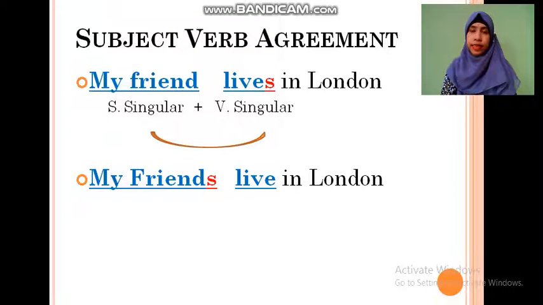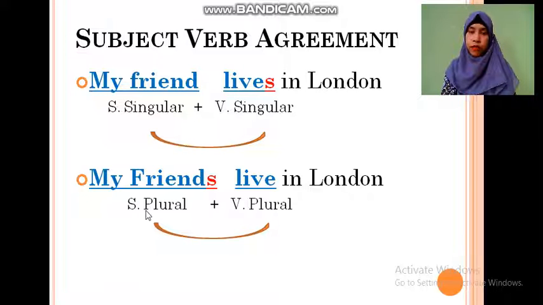Okay, the second example is my friends live in London. Here, my friends shows that the subject is plural, so the verb should be plural too. So the subject and verb must match. We talk about subject-verb agreement.